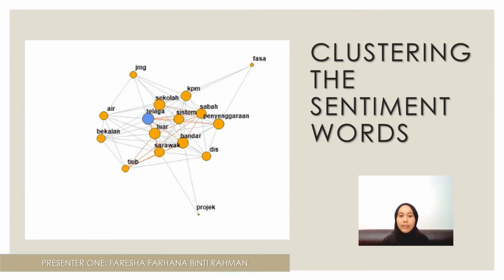In general, the graph shows that most of the words are very much related to each other, as the connections between the nodes are near to each other. This shows that the report discussed much about the Telaga Tiup project and its maintenance done by KPM as an alternative for schools in rural areas of Sabah and Sarawak. However, the words fasa and projek are considered outliers in this graph, because they have the furthest nodes from the word Telaga. This shows that the words are unrelated to the word Telaga.